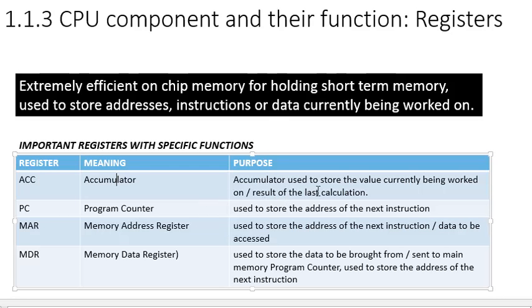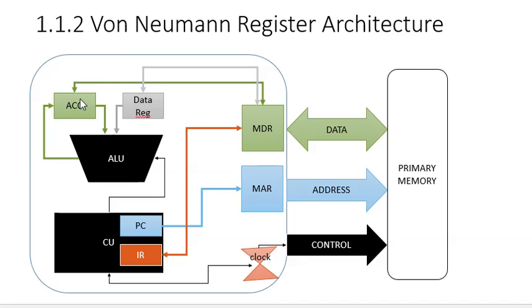The accumulator is used to store the value of the instruction currently being worked on, as well as the result of the last calculation. So you can see the accumulator is both an input to the ALU as well as the primary output, where the output of the ALU goes.